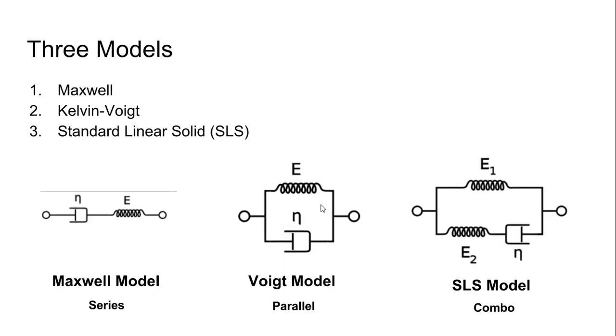So in terms of models, we have three models, right? We have the Maxwell, Kelvin-Voigt, and standard linear solid model. If you think about your physics 2 class, you have your circuits, right? You know how we say that we can put circuits together in a series manner or a parallel manner, etc. Basically these three models represent how we combine these puzzle pieces, right?